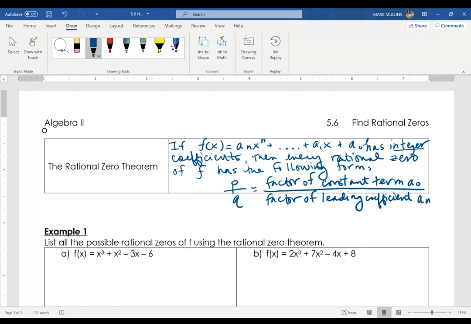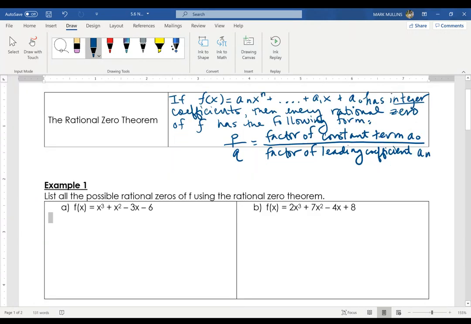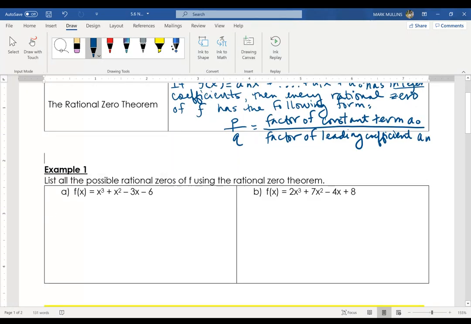So what it's telling me, for example 1 here, it says we're listing all of the possible rational zeros of f using the rational zero theorem. So we're looking at a cubic polynomial. We don't have a quadratic that we can easily solve, but this rational zero theorem gives us some things that could be the answer, that could actually be our zeros. So p comes from the 6, and q comes from the 1 in front of the x cubed, my leading coefficient. So p is factors of the constant term.